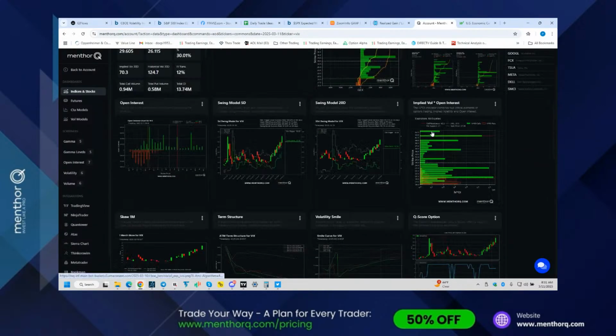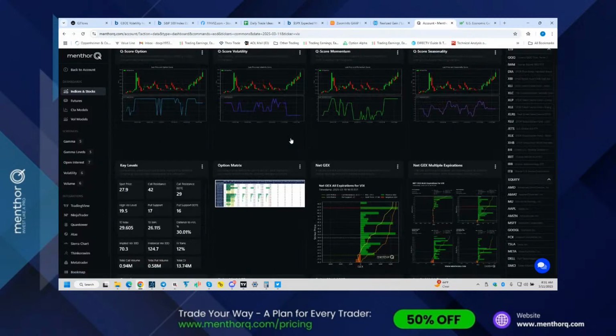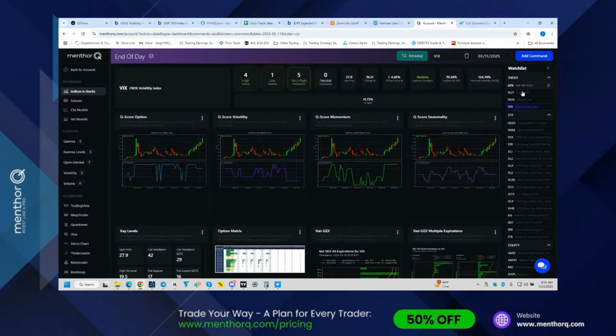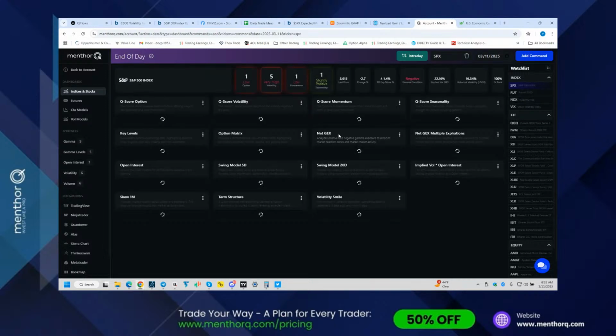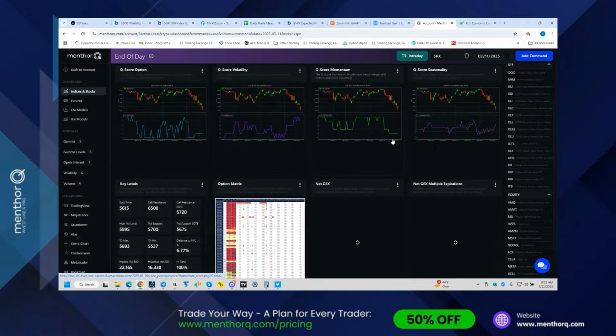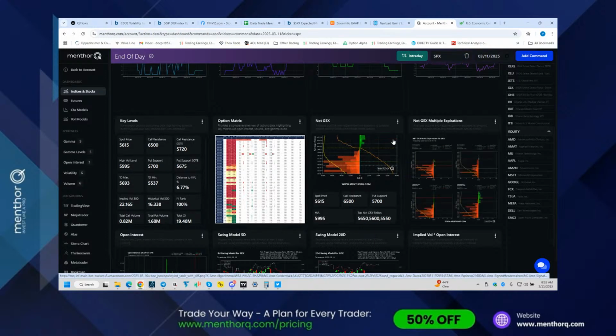I don't know what the numbers were, but I don't see a big disaster. So I'm going to take that as a positive. Let's look at SPX.